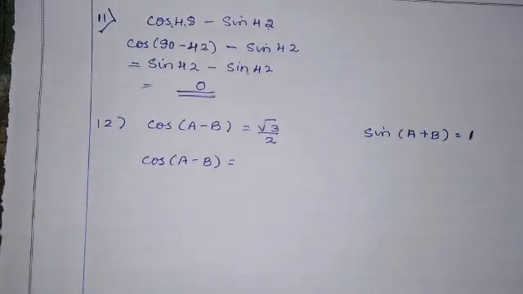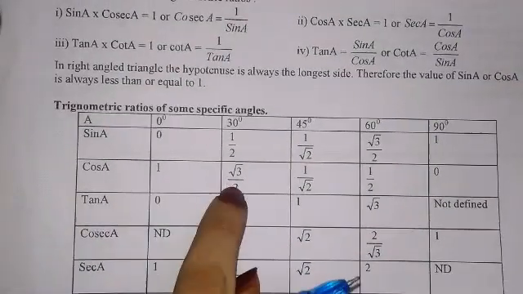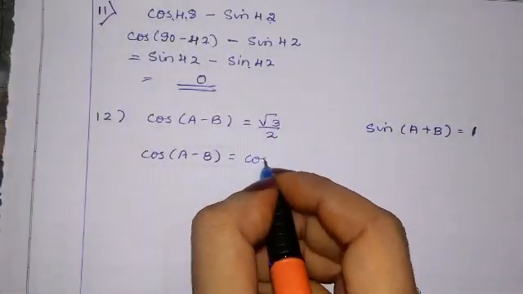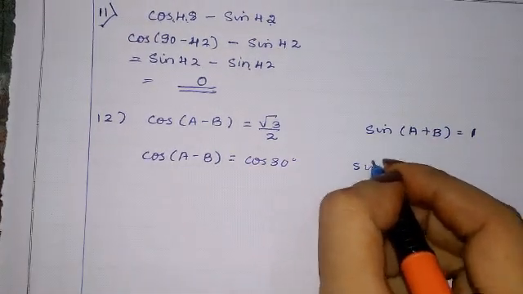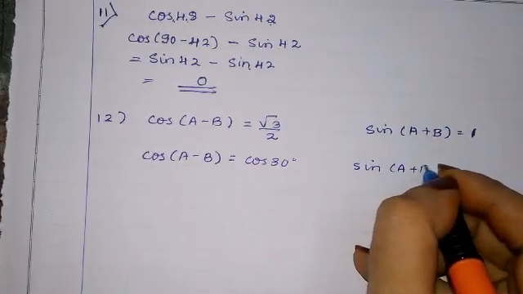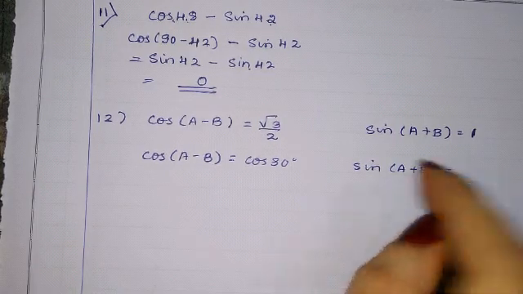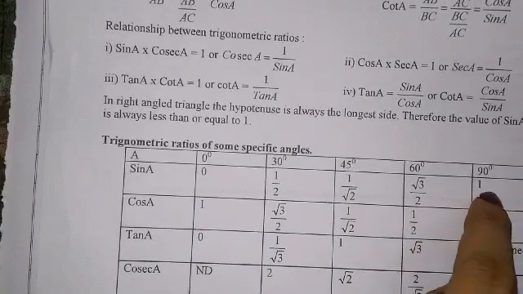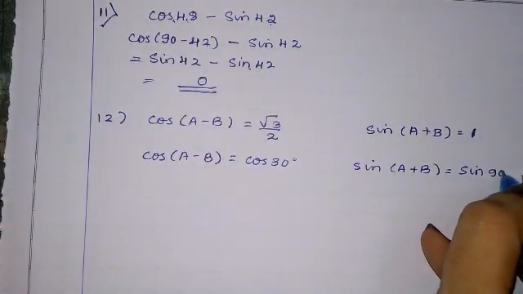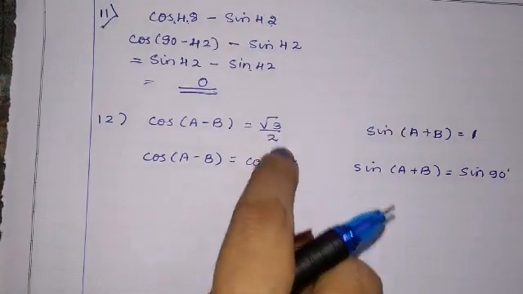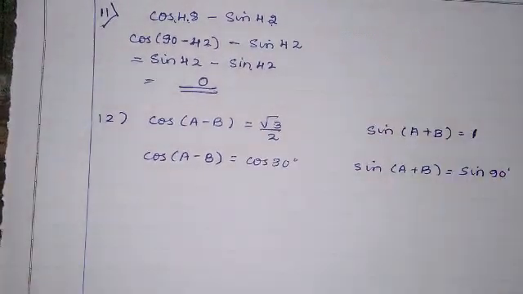In the cos table, root 3 by 2 is for what value? We will see. Cos root 3 by 2 is for 30. So root 3 by 2 is nothing but cos 30. Now this side, let us see. Sin of A plus B we will keep as it is. So in sin, the value 1 is for what? Sin, the value 1 is for 90. So I'll write sin 90 is 1. Cos 30 is root 3 by 2. Sin 90 is 1. Okay.